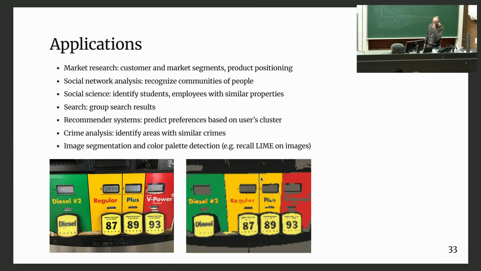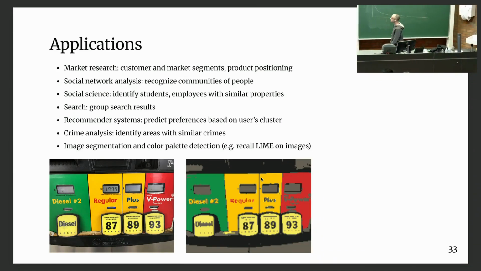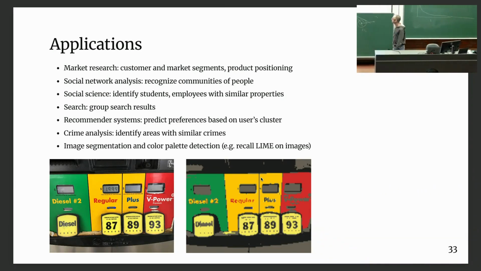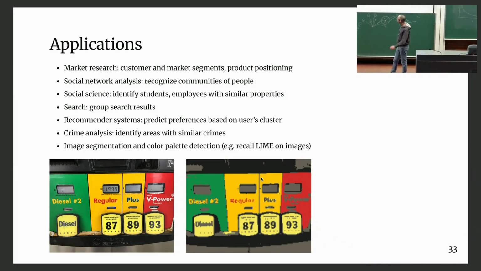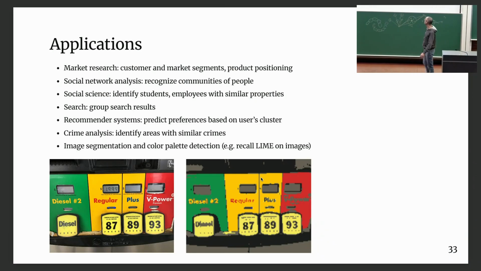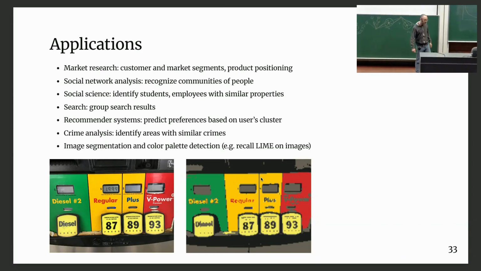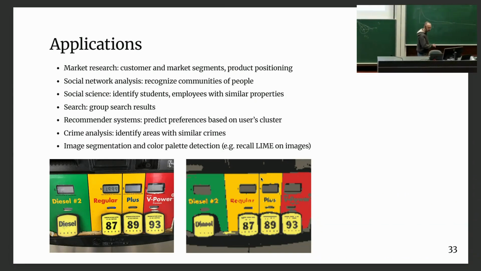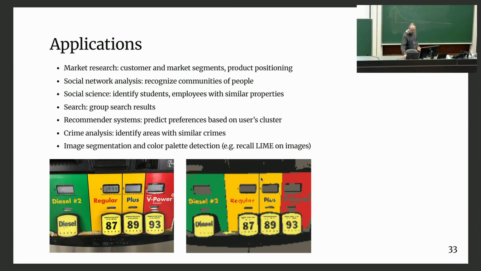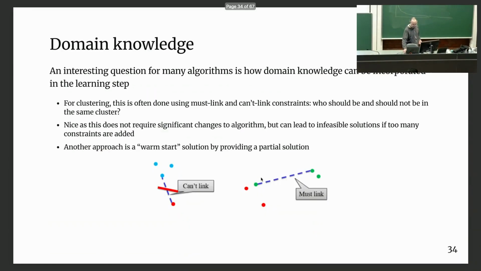So other applications, yeah, to recognize communities of people in social networks, that's something that we'll see later. But for spatial applications, in recommender systems, clustering is something that shows up all over the place. And also, as we saw in the case of image segmentation, or in the case of LIME, there we also saw k-means simply being applied to identify these groups of pixels in that case.